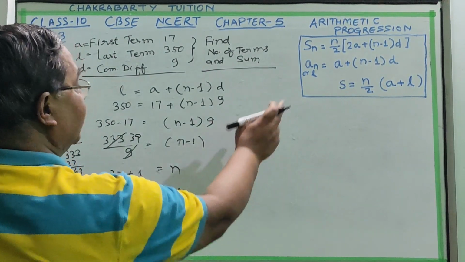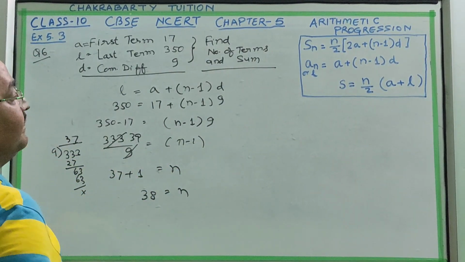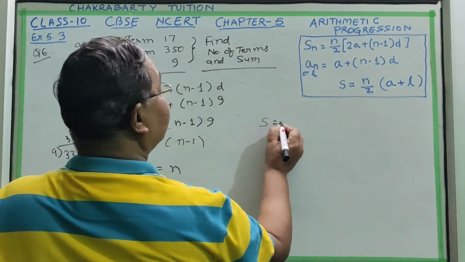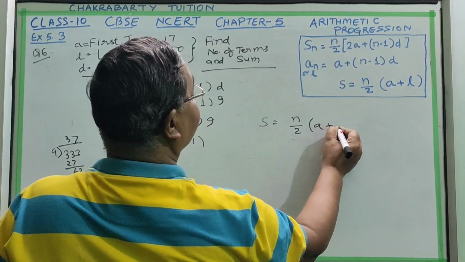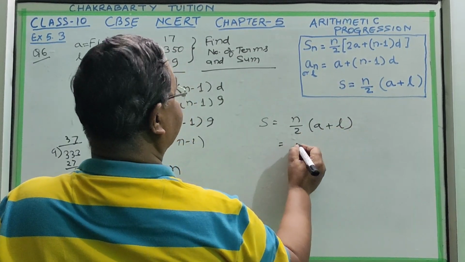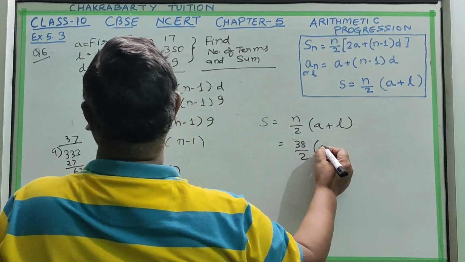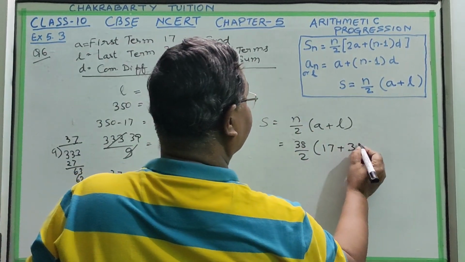And now we have found n. N is with us now. Okay. Now we will go for the sum. So sum is equal to n upon 2 times A plus L. So n is here 38 upon 2. A they have given 17 and L is 350.